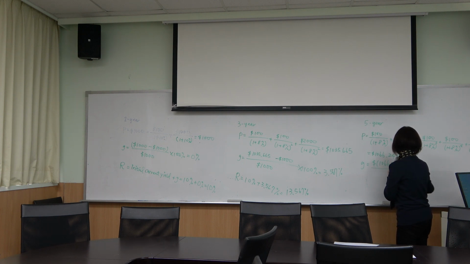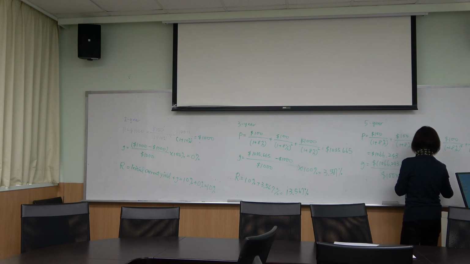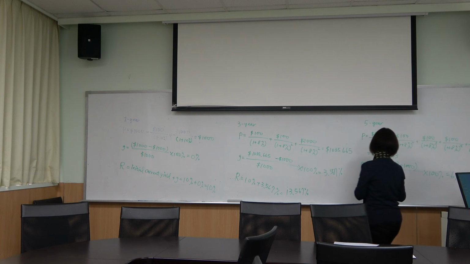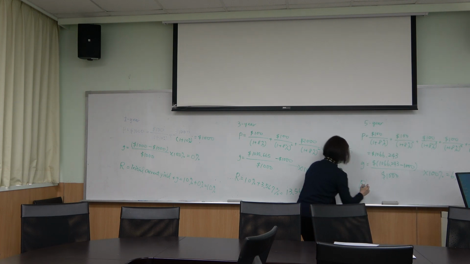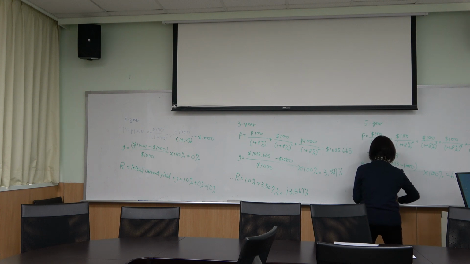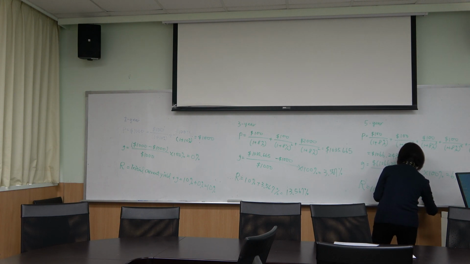To calculate the rate of capital gain, we deduct $1,000 from 1,066.243, and divide it by $1,000 and multiply it by 100%. So that's 6.624. Then for the rate of return, we add the 10% current yield, which is 16.624%.